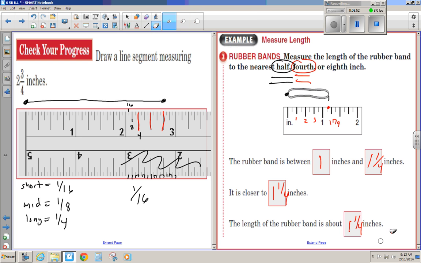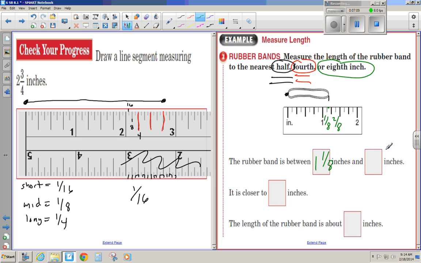And now, all right, this is off to the side, please. We're going to take a look at the fact we're doing 1/8 of an inch. So coming down here, we're about right here. This is 1/8 and this is 2/8. So it's between 1 and 1/8 and 1 and 2/8. But I will say that it's closer to 1 and 1/8 inches. So it's 1 and 1/8. That's how long you could say this rubber band is.